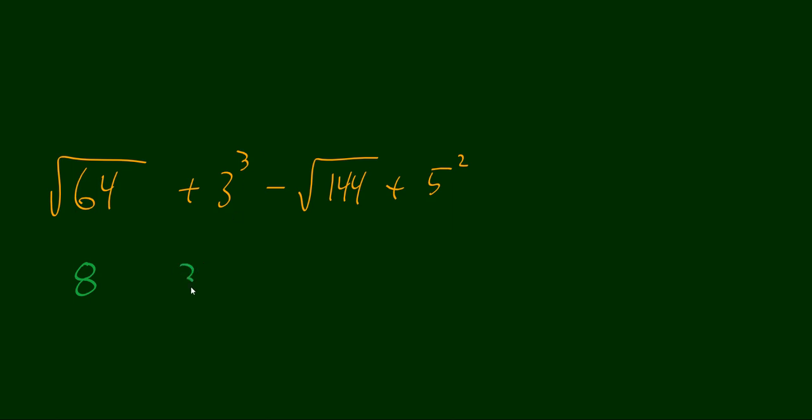3 cubed is 3 times 3 times 3. 3 times 3 is 9, times 3 is 27. Root 144. 144 is 12 times 12, so the square root of 144 is 12. And 5 squared is 5 times 5, which is 25. Now all we do is we take these individual bits and add and subtract them. 8 plus 27 is 35, minus 12 is 23, plus 25 gets us our total of 48.